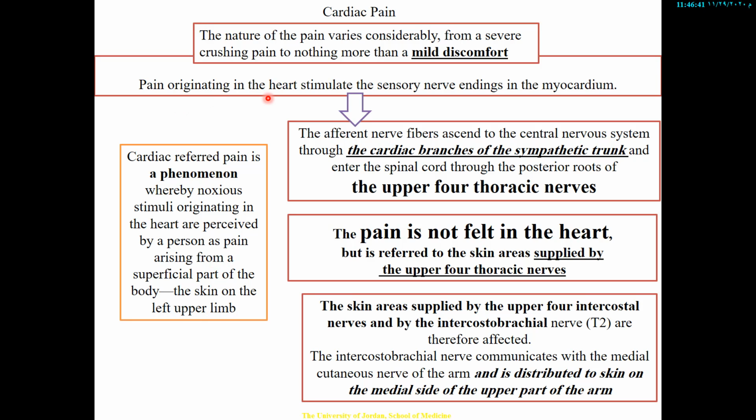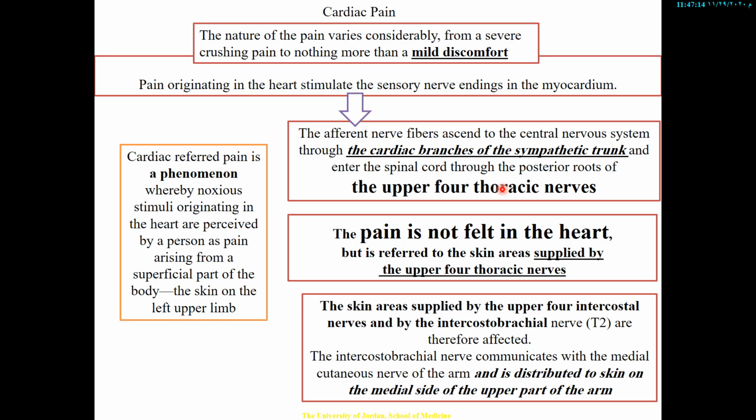So pain originating in the heart stimulates the sensory nerve endings in the myocardium. The afferent nerve fibers ascend to the central nervous system through the cardiac branches, as I told you, of the sympathetic trunk, and enter the spinal cord through the posterior root of the upper four thoracic nerves. Sometimes they say T1 to T5, T1 to T4. It doesn't matter. Variability is always there.